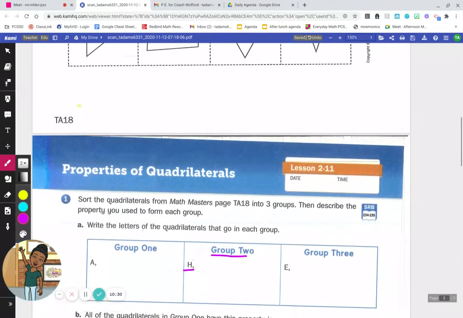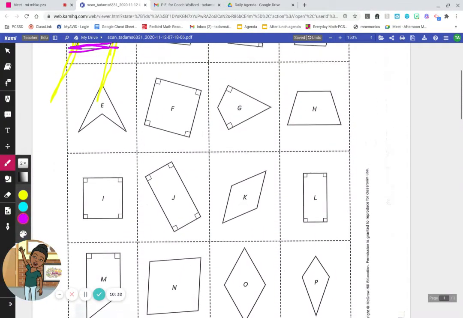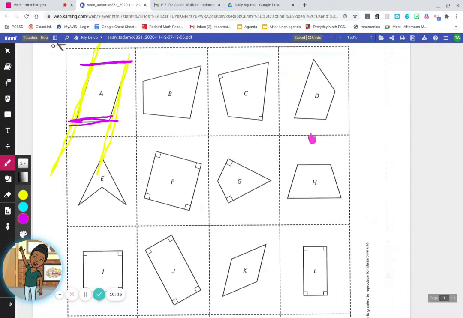So I'm looking at quadrilateral H. Group 2, quadrilateral H. Let's go check out the properties of that quadrilateral. H. Oh, there you are, H. A, B, C, D. Yes, there's H. Let's see if these lines are parallel. We can look at it and tell if they'll never meet, or you might even want to draw some lines.